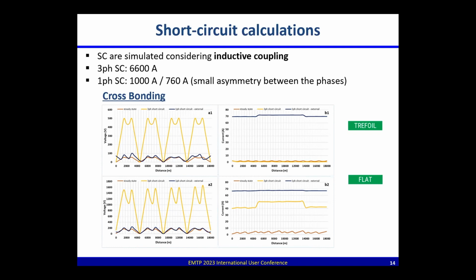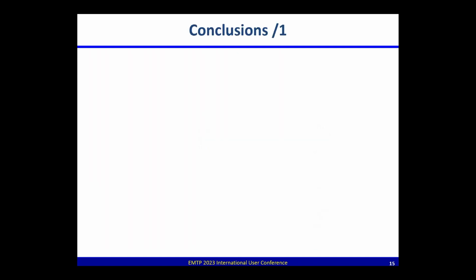this is very important. For the cross bonding case, we get a very high current level value. More or less, the same remarks are deduced for the flat arrangement. And of course, a general remark: you see that the induced voltages for the flat arrangement are significantly higher compared to the trefoil because of the geometrical asymmetry.